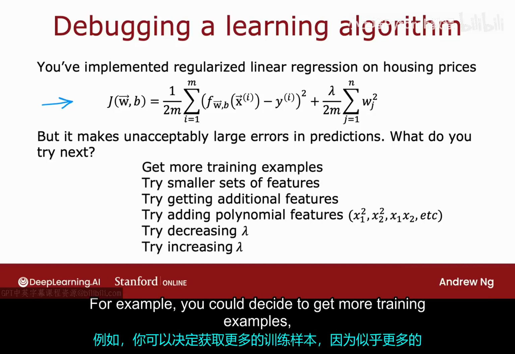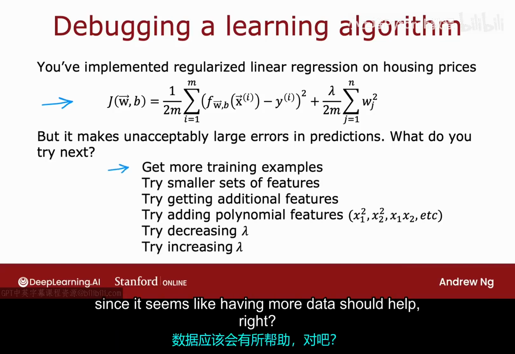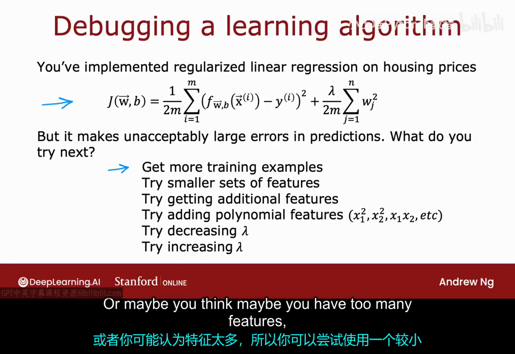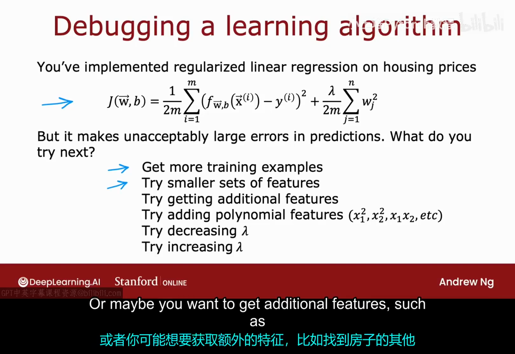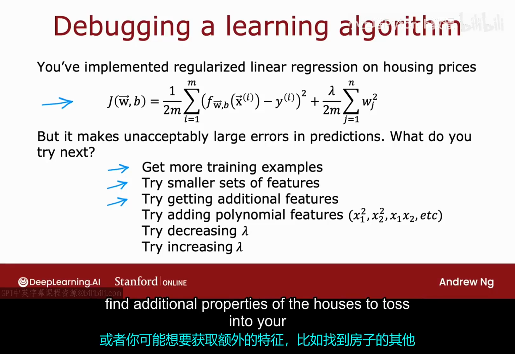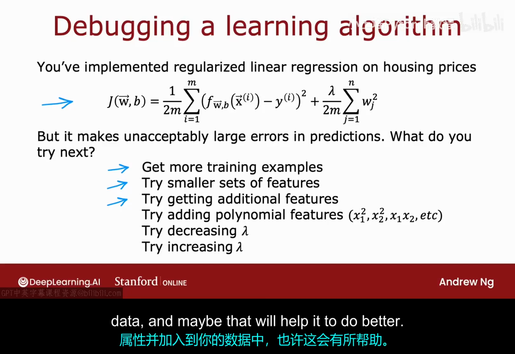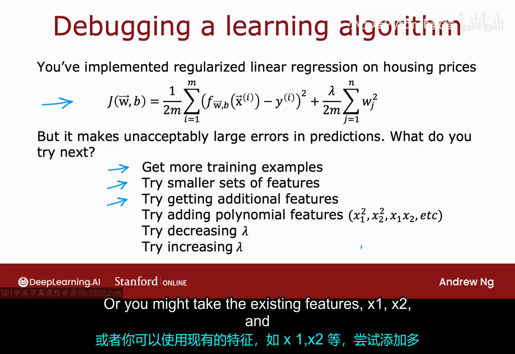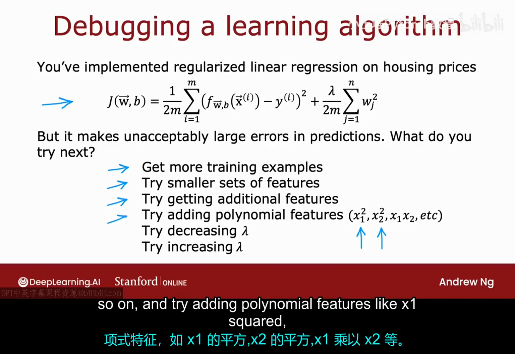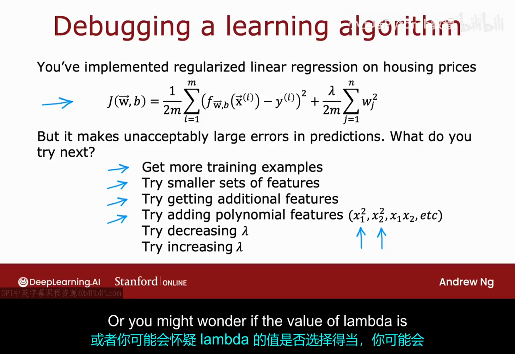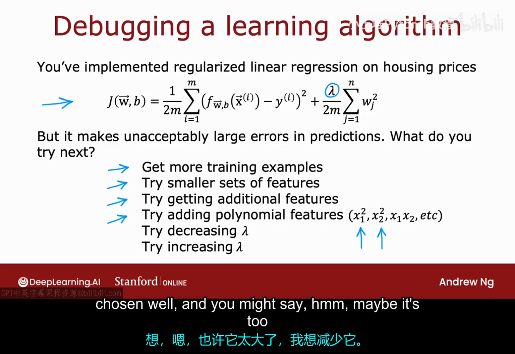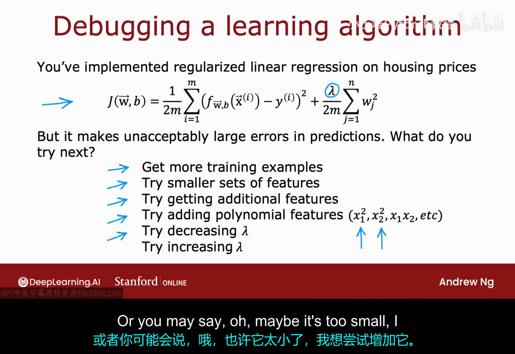For example, you could decide to get more training examples, since it seems like having more data should help, right? Or maybe you think you have too many features, so you could try a smaller set of features. Or maybe you want to get additional features, such as finding additional properties of the houses to toss into your data, and maybe that will help it to do better. Or you might take the existing features, x1, x2, and so on, and try adding polynomial features like x1 squared, x2 squared, x1 x2, and so on. Or you might wonder if the value of lambda is chosen well, and you might say, maybe it's too big, I want to decrease it. Or you may say, oh, maybe it's too small, I want to try increasing it.